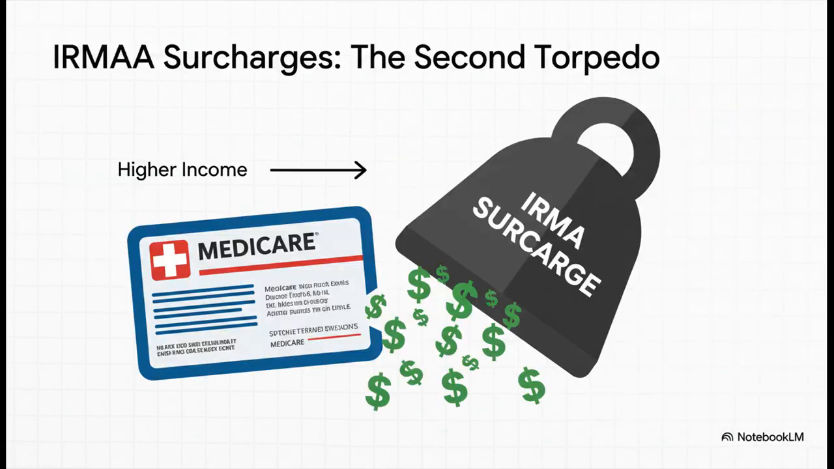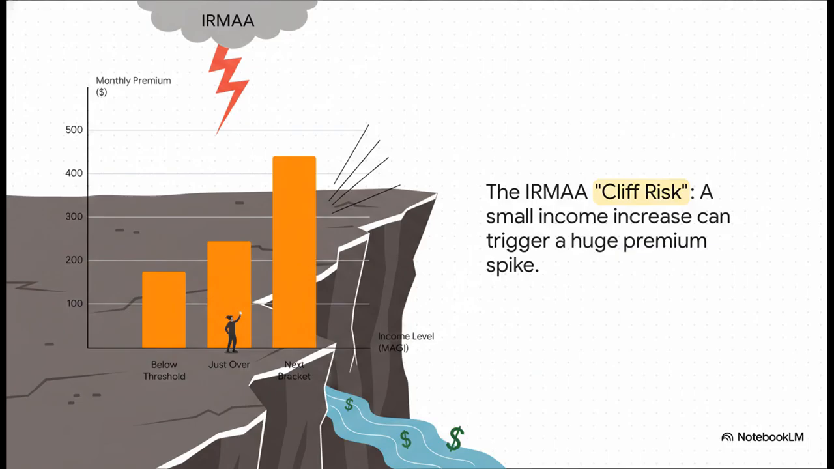And just when you thought it couldn't get worse, here comes the second torpedo. It's called IRMAA, which is a real mouthful. It stands for Income-Related Monthly Adjustment Amount. All you really need to know is that it's a massive surcharge on your Medicare premiums if your income crosses a certain line. And they call this a cliff risk for a reason. The income levels for IRMAA are incredibly sharp. We're talking if your income goes over the threshold by just one single dollar, your monthly premiums for Medicare Parts B and D can suddenly spike. We're talking an extra $70, an extra $170 a month, or even more. That one little mistake can literally push you right off the financial cliff.